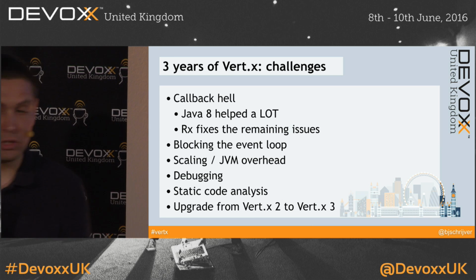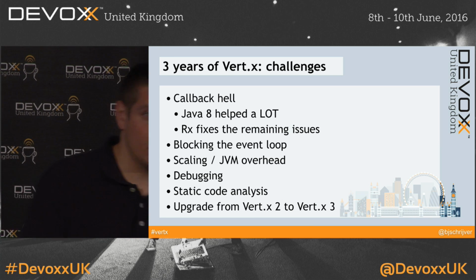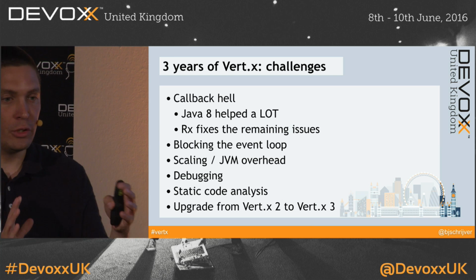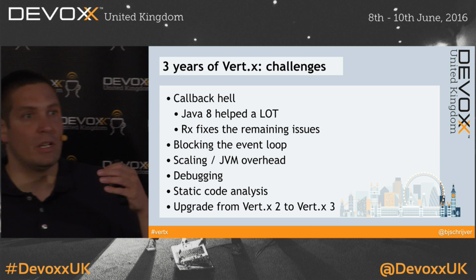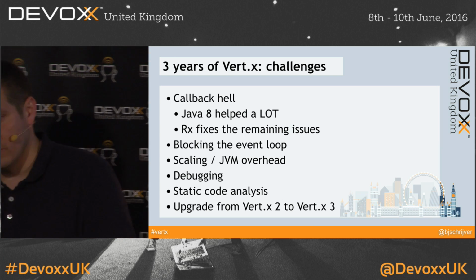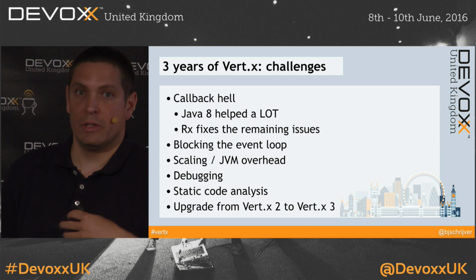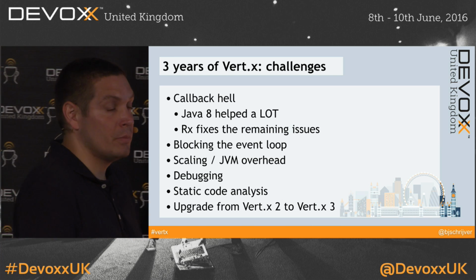At the beginning, the callback hell was really a hell. An inner class, after an inner class, after an inner class. The example I showed you was actually pretty all right because of the use of lambdas in Java 8. Before, I'd have to write an inner class and an inner class and an inner class, and that was really terrible. In Java 8, the lambdas helped a lot in terms of readability. And RxJava fixes the remaining issues for us.